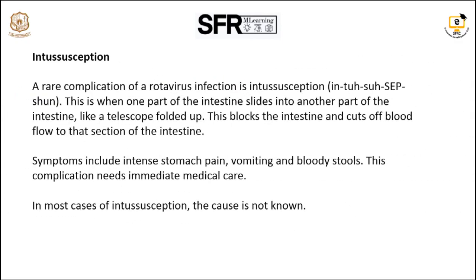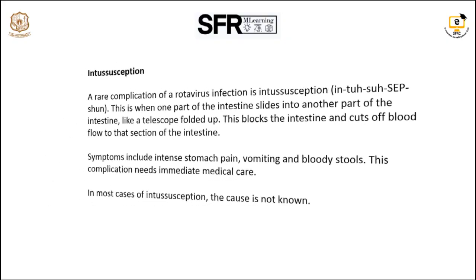Next, another complication is intussusception. This is a rare complication of rotavirus in which one part of the intestine slides into another part, like a folded telescope, which will block the intestine and cut off the blood flow to that section of the intestine. It leads to symptoms like stomach pain, vomiting and bloody stools. This complication needs immediate medical care. In most cases of intussusception, the cause may not be known.